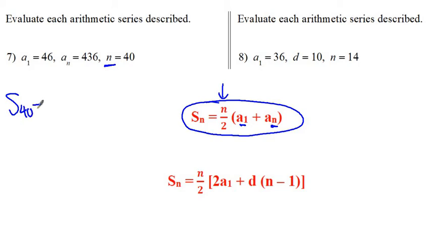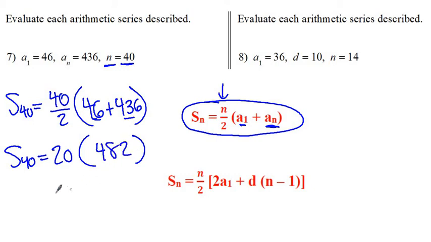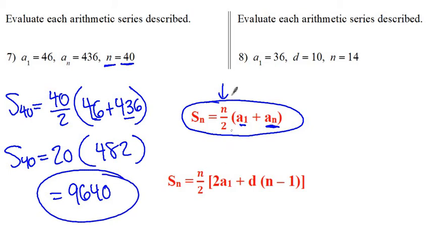So we're finding the sum of the first 40 terms, because they're telling us n is 40. That's going to be n over 2, which is 40 over 2, times the first term, a sub 1 is 46, plus, and again I'm using this formula, plus the last term, 436, and now all we have to do is simplify that. We'll get 40 over 2 is 20, in parentheses 46 plus that is 482, and then 20 times 482 is 9,640. That's the sum of that series.